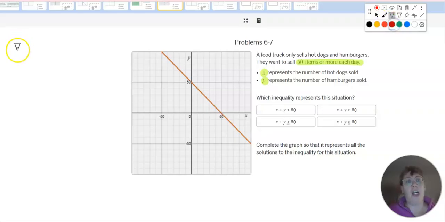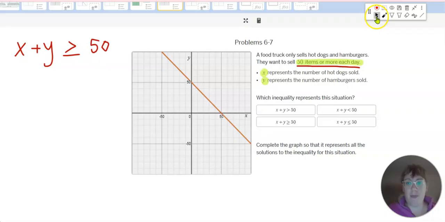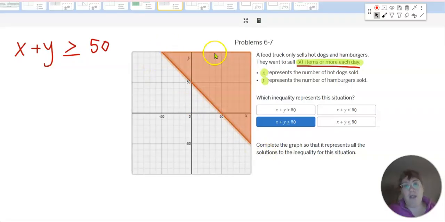So we're going to take our X plus Y, however many hamburgers and hot dogs we're selling. And we want it to be at least 50 items, right? 50 items or more. So we're going to have that be greater than or equal to 50 here. And to complete the graph, we want numbers to be greater than or equal to 50. So it's going to be above. And we have this solid line because it's greater than or equal to.